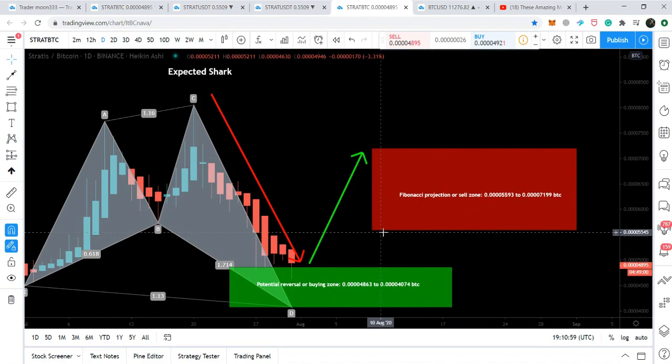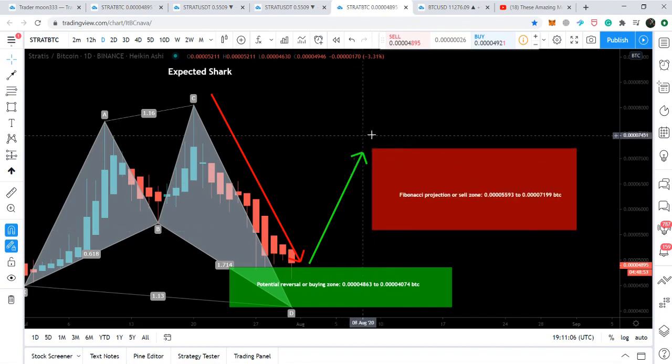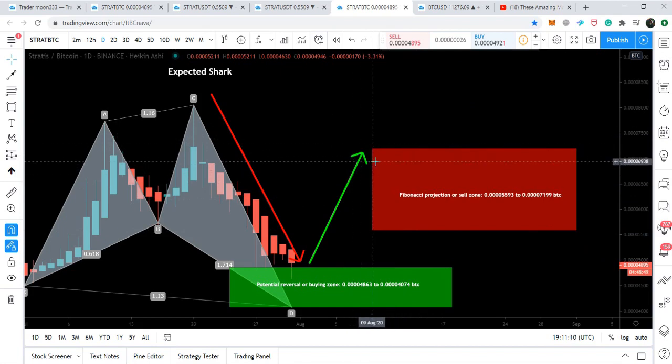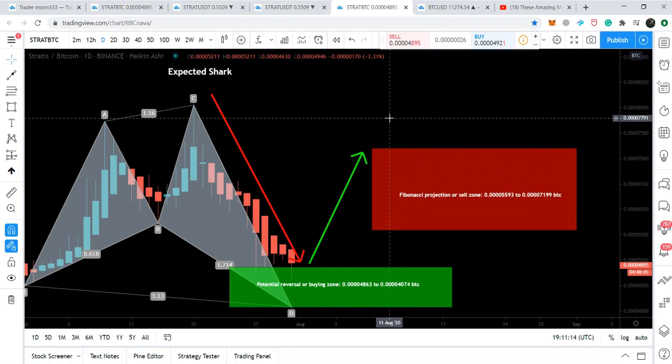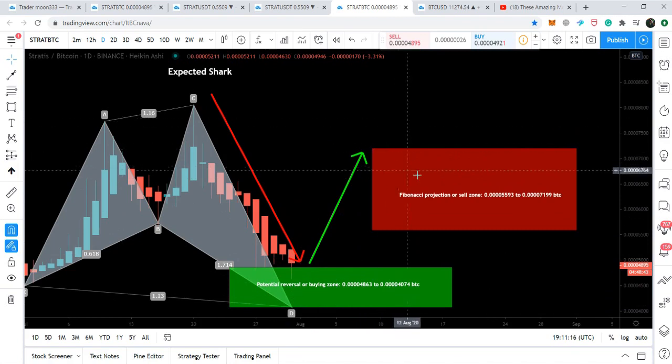So it can be up to 76% bullish rally, but if the price action can move up even beyond this level, it will break out this 0.786 Fibonacci projection of C to D leg, then it can even turn more bullish. But at this time, I'm expecting realistically a bullish move up to this level at least.